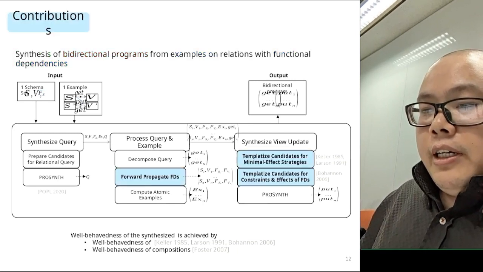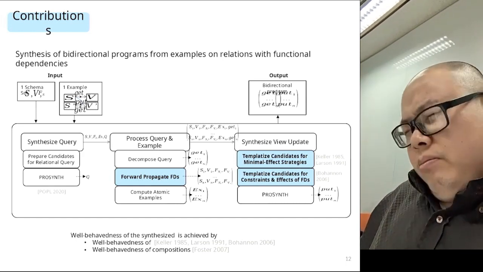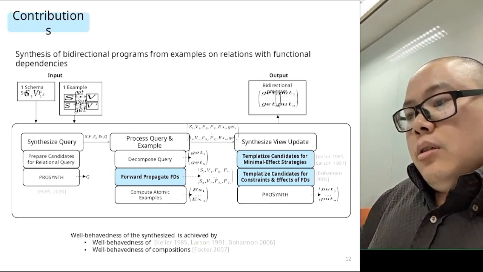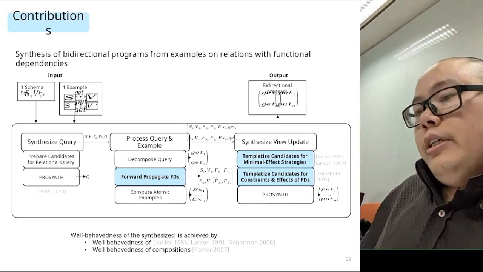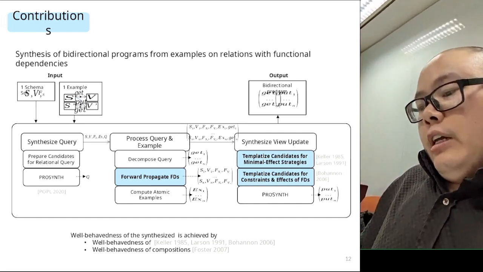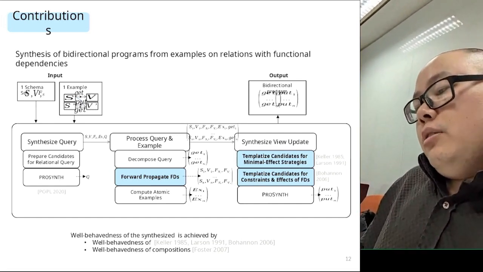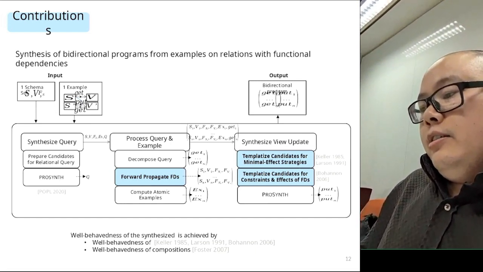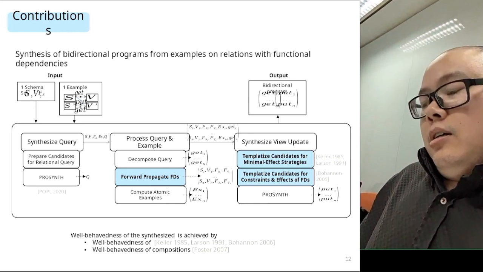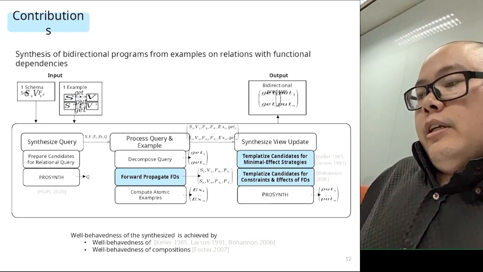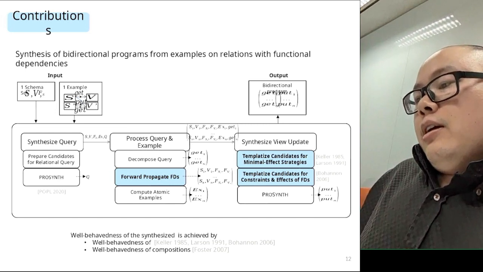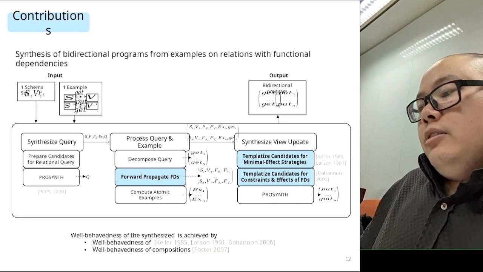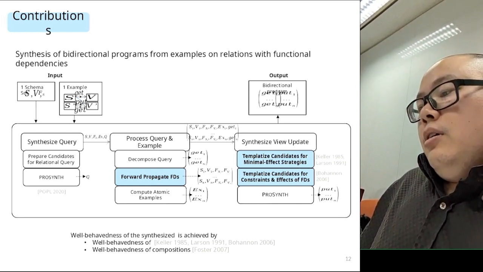In slide 12, you can see the three blue highlighted portions that correspond to the three core contributions in the paper. First is forward propagate functional dependency. Second is templatized candidates for minimal effect view update strategy, and the last one is a design template encoding the constraint and effect of functional dependency. In some next slides, I will step by step give an example for each of the three core contributions.